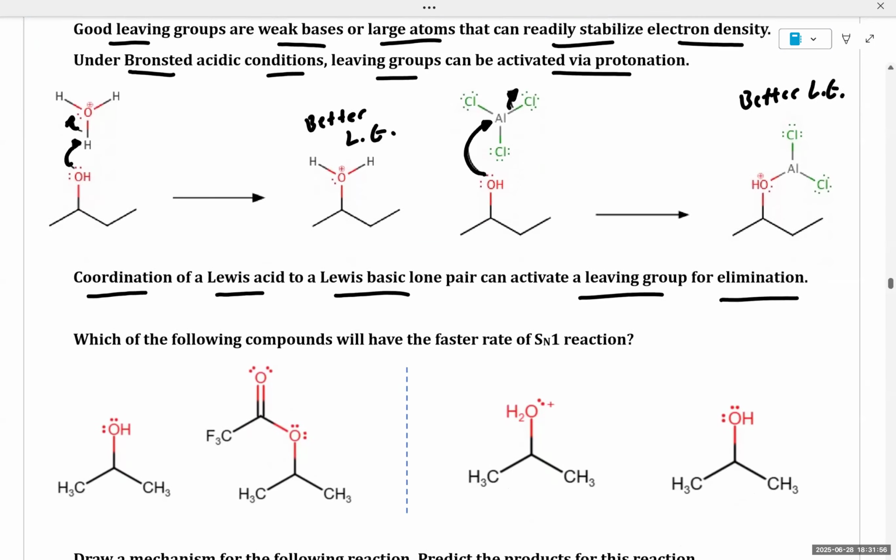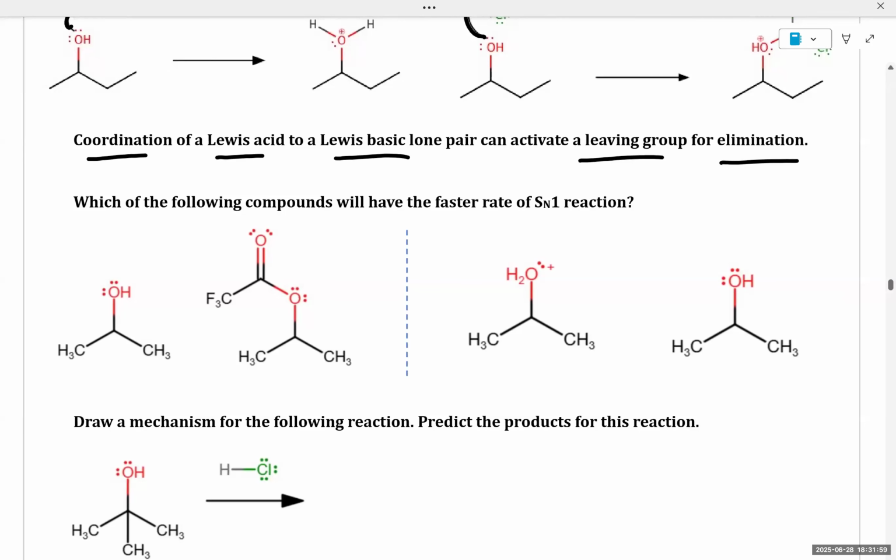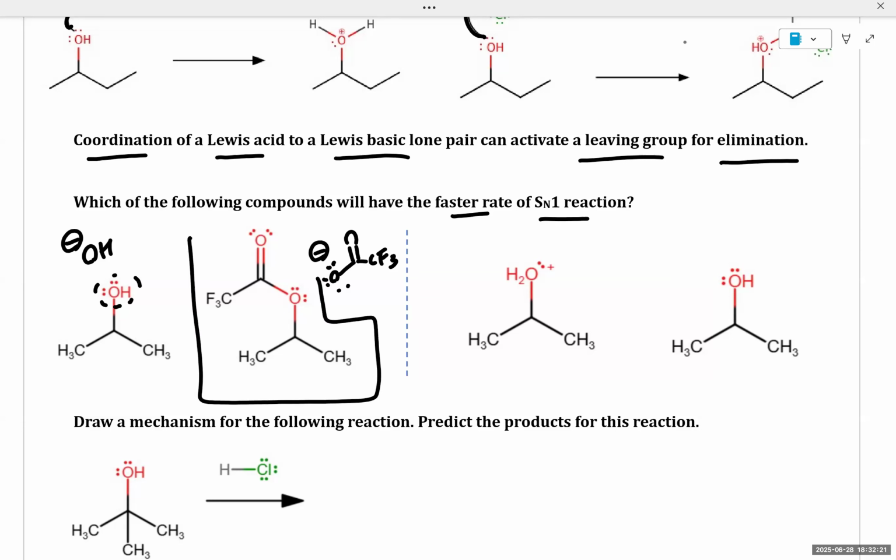So, to this end, let's take a look at the following molecules, and I'd like you to tell me for each pair, which of the following compounds will have a faster rate of SN1 reaction. So in this case, we have a choice between a hydroxide leaving group or a trifluoroacetate leaving group. The trifluoroacetate leaving group is the better leaving group. And because it's easier for the leaving group to leave and for us to make a carbocation, this substrate on the right will have the faster rate of SN1 reaction.